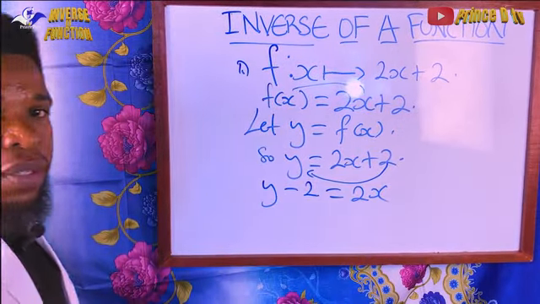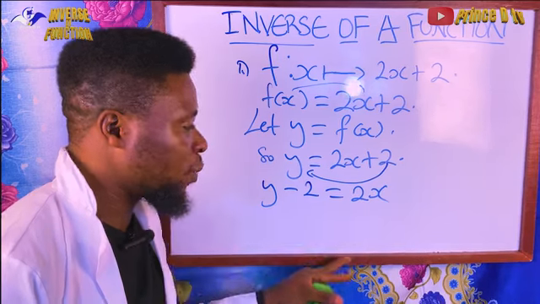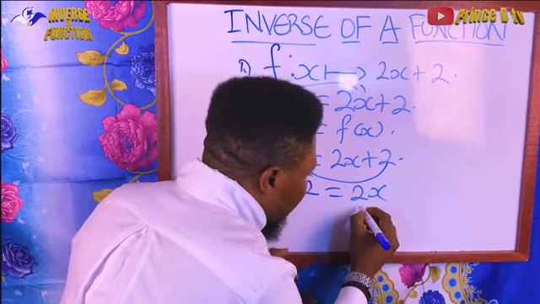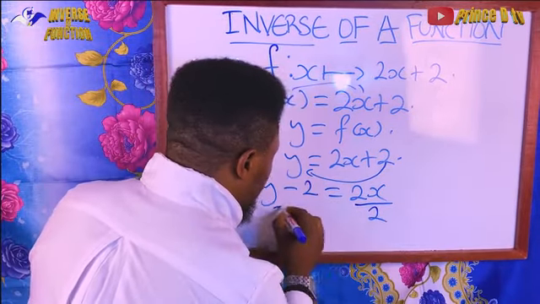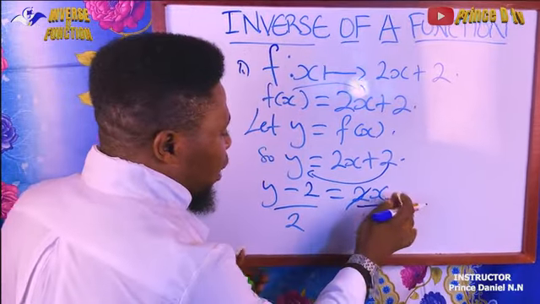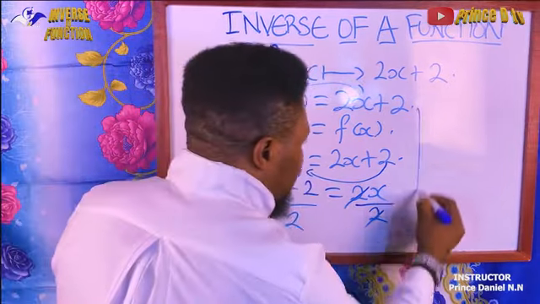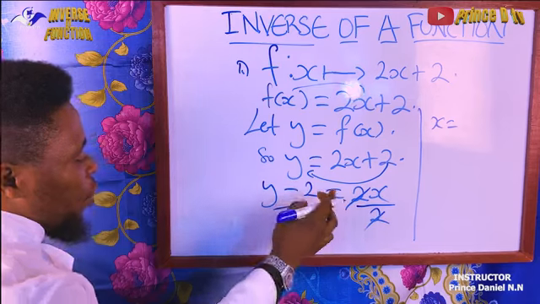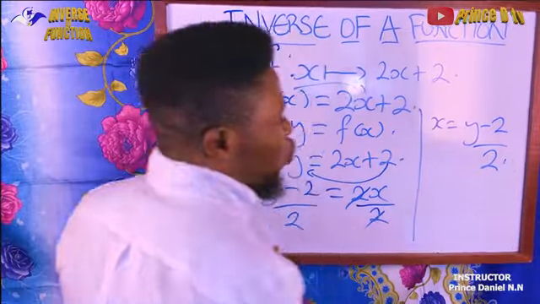One more step. x is still attached to a number, and this is multiplication. With multiplication, we can simply divide all through by the number being multiplied to x. And of course, our number is 2. Next, we can cancel out, and of course, x is alone. Y minus 2 over 2. So, remember, we can still put our x in front. x equals y minus 2 all over 2.